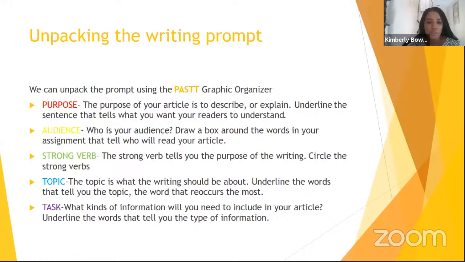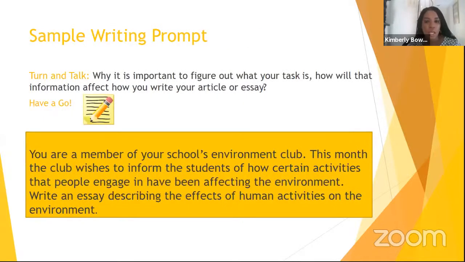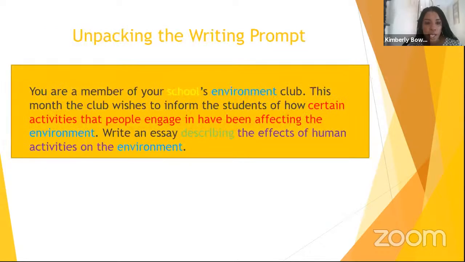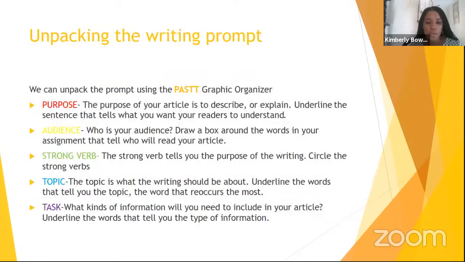So I'm going to be looking for my topic, and my topic is going to be highlighted in blue in my answer prompt. I'm looking for the word that's occurring most. The word that's occurring most here is environment. I'm seeing environment occurring on 3 occasions. I can safely say environment is the topic. And finally, we're going to look at the task. And we said the task is what kind of information you will need to include in your article.